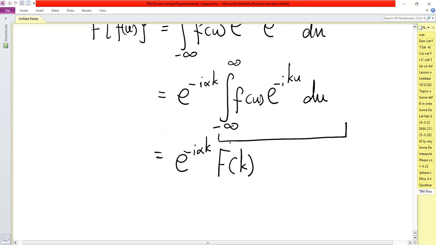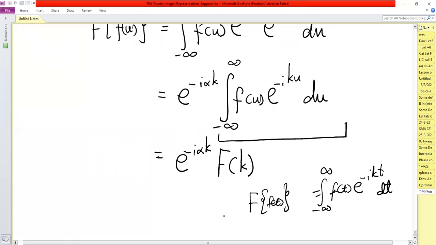Because from the definition, the integral from negative infinity to positive infinity of f of t e raised to power negative i k t dt is the Fourier transform of f of t, which we denoted by capital F of k. The same thing here, it is the same structure. The only difference is that it is for the function depending on the variable u, but its notation is just capital F of k. So the proof ends there.